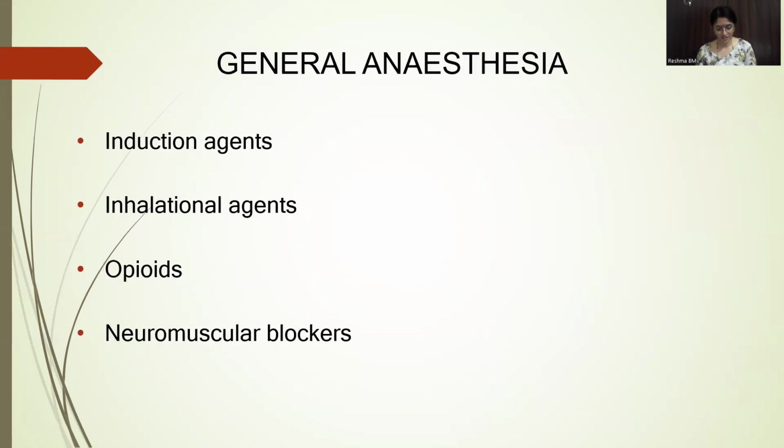Coming to general anesthesia. Since multiple drugs are used in general anesthesia, it is of utmost importance to know the pharmacokinetics of these drugs: protein binding, redistribution, effects on hepatic blood flow, extraction ratio, and excretion.